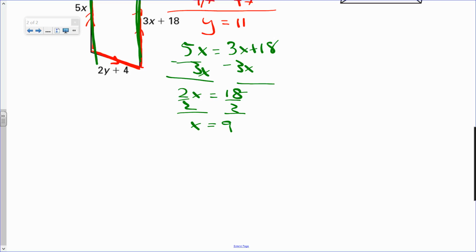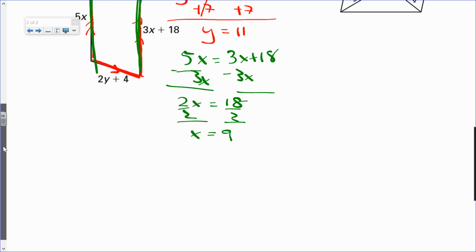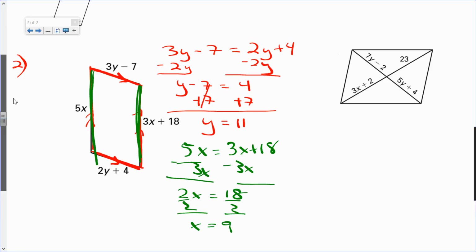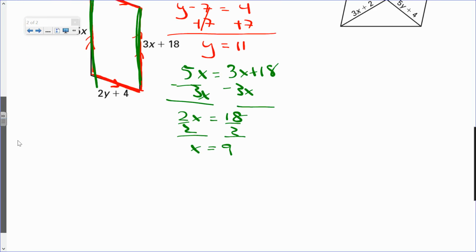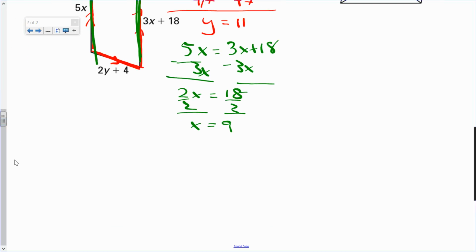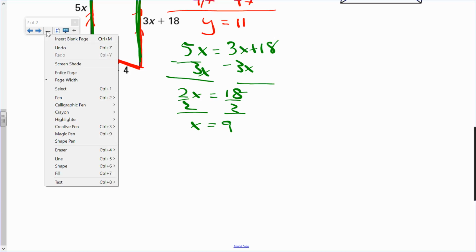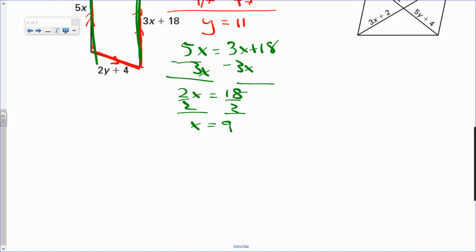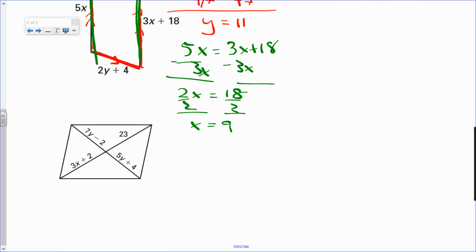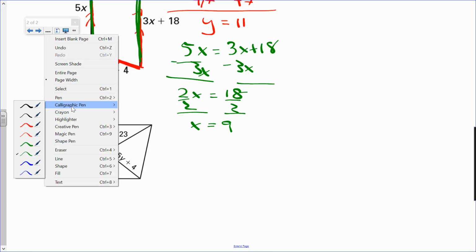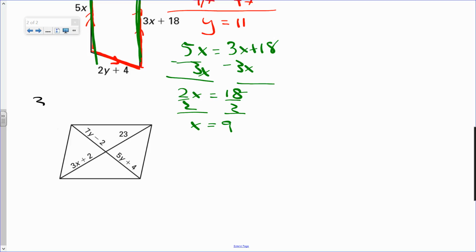Gotta orient my board here. All right, last one. Let me go ahead and grab this one and put it down here. Last one for warm-up. All right, number 3. This will be example 3. Here's a parallelogram. Want to draw this? I'll give you a minute to draw it.